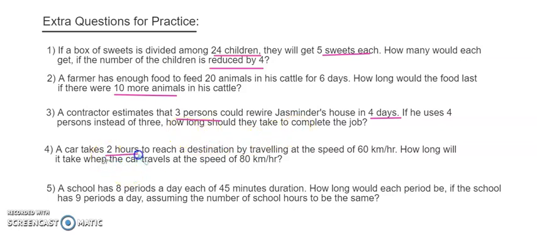Then hours and speed. Time and speed is always indirect. If you increase the speed, you will take less time to reach. Okay, that is what it is. And the last one is something, it's a small difference. 8 periods will take 45 minutes. So 9 periods will take how many minutes? Okay, hope it is clear. Thank you.